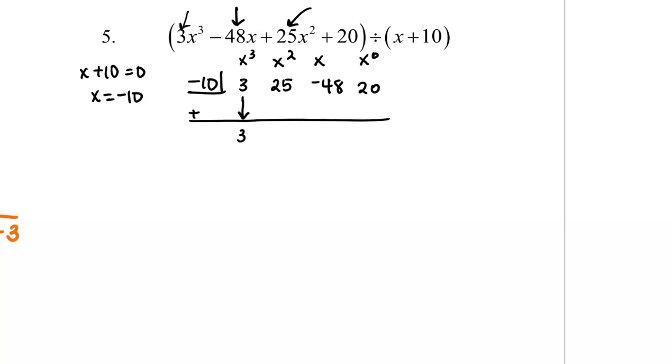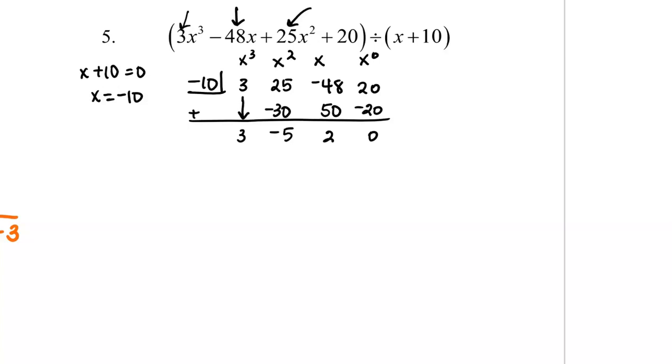Bringing the 3 down gives me a negative 30. Adding gives me a negative 5. Multiplying gives me a positive 50. Negative 5 times negative 10 was a positive 50. Add that positive 50 to a negative 48, giving us a positive 2. Multiplying that positive 2 by the negative 10 gives us a negative 20, and then adding gives us a remainder of 0.